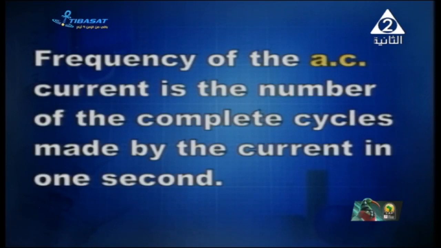And what about the frequency of the alternating current? It is the number of complete oscillations, complete cycles, made by the current in 1 second. So let me say it again. What about the frequency of the alternating current? It is the number of the complete cycles made by the current in 1 second.